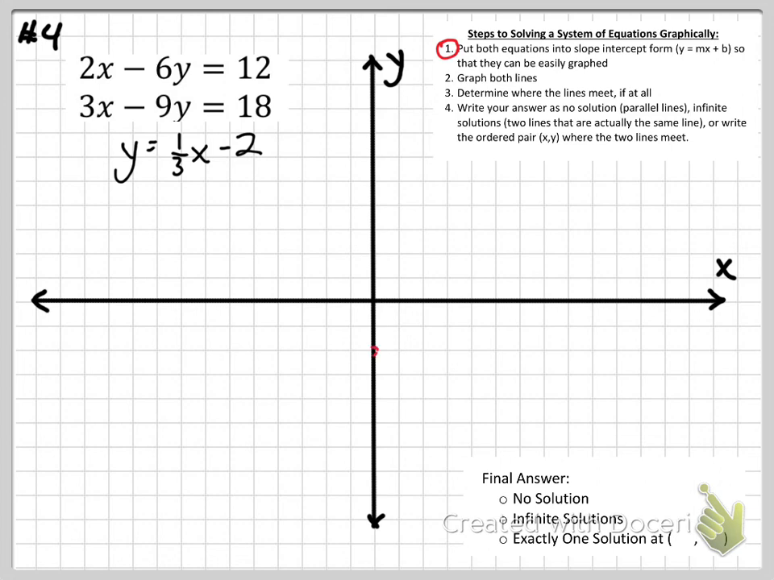So we'll start at negative 2, and then we go up 1 over 3, up 1 over 3, and so on and so forth. We can also go down, we can also go down 1 and left 3, like so, until we run out of graph. Okay, so we connect all those lines.